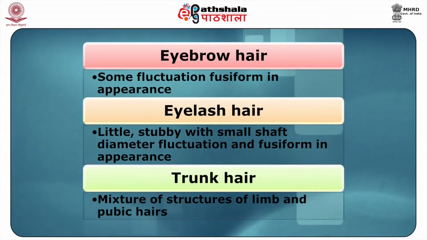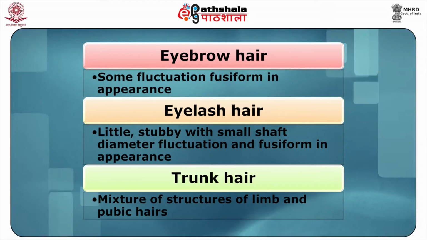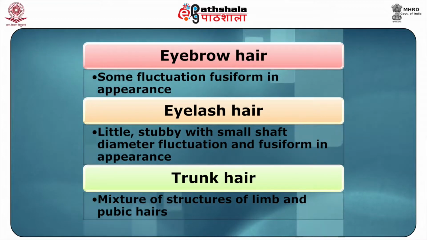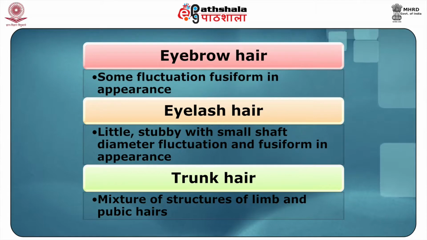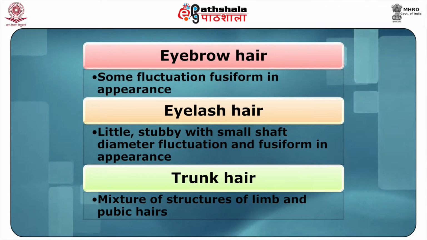Others: in case of eyebrow hairs, some fluctuation and fusiform in appearance. In case of eyelash hair, little stubby with small shaft diameter fluctuation and fusiform in appearance. In case of trunk hair, it is a mixture of structures of limb and pubic hair.